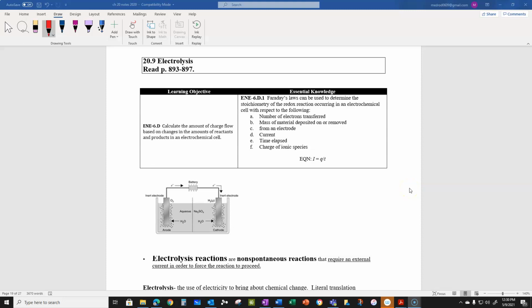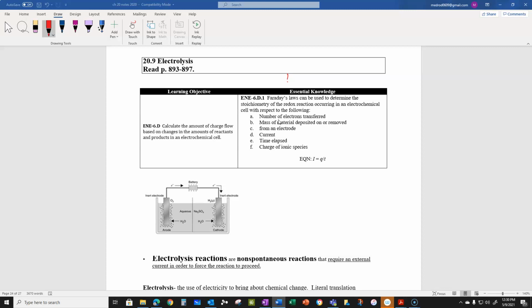All right, ladies and gentlemen, 20.9. This is it. We've been waiting a long time for this one. Back in 20.3, you learned everything about a voltaic cell. Now the question is, what's the difference between voltaic and electrolysis?